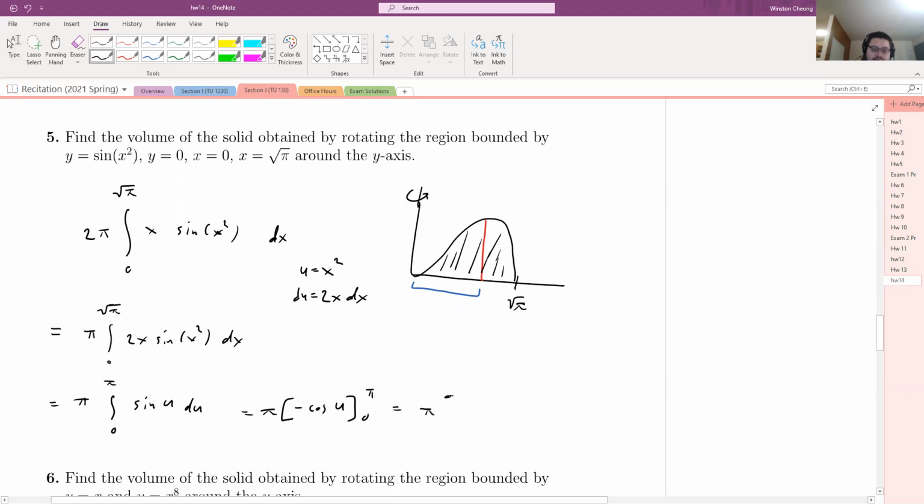And then when we plug in, cosine of pi would be -1, so this will give me +1 to start with. Plugging in 0, we will get 1, so we'll have -1. And so we get 2 pi. Yeah. All right. Any questions on this? Okay.